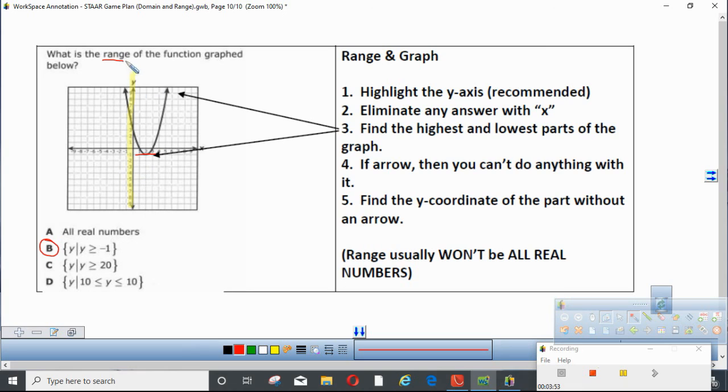So understanding range is top and bottom. Domain is X's, which is left and right. The last two were kind of the more difficult ones. So if you struggle with those, don't stress over those. Take care of all the other easy ones, and you'll be just fine.